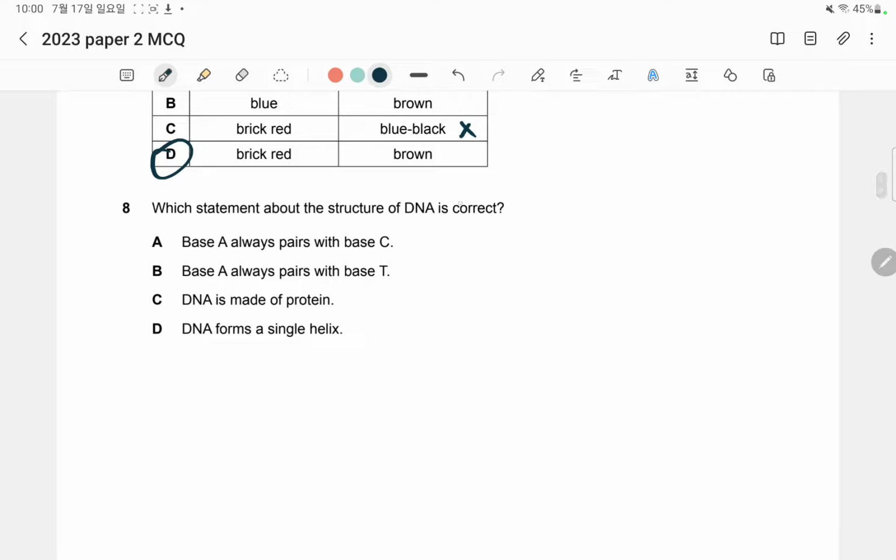Okay, which statement about the structure of DNA is correct? A always pairs with base C. We know that A and T pair up and C and G pair up. So this one's obviously wrong. And the answer would be B.